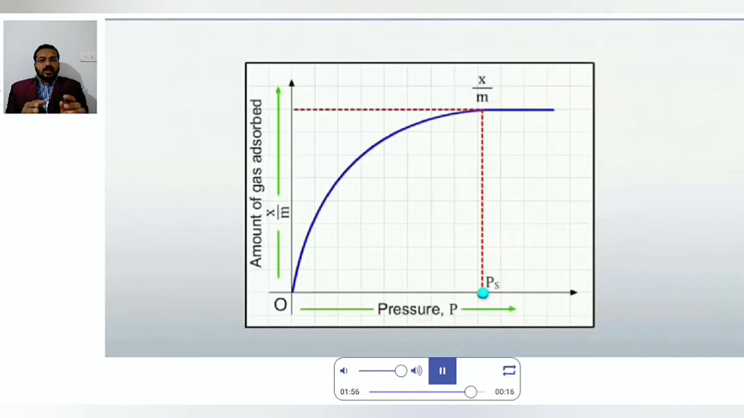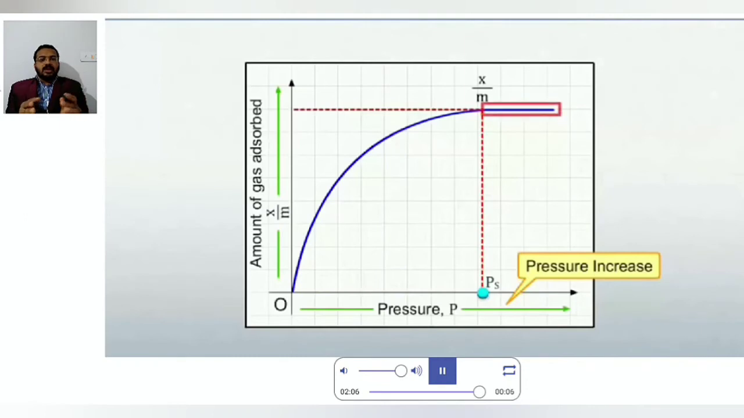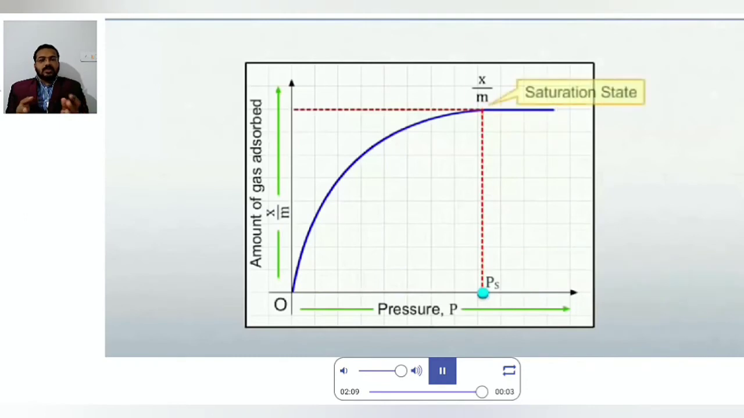At a particular pressure Ps, the amount of gas adsorbed x/m has attained a particular value. If you further increase the pressure, there is no more change. You can see it has already attained an equilibrium. So that point is called the saturation state. If you apply more pressure, there won't be any change in the amount of gas adsorbed. It will remain the same. That particular pressure is called the saturation state, where no more adsorption will take place.